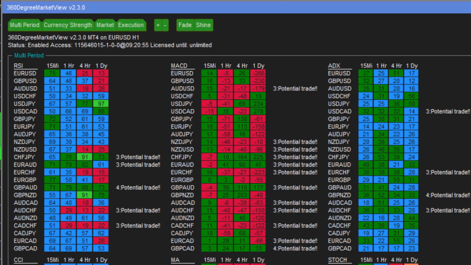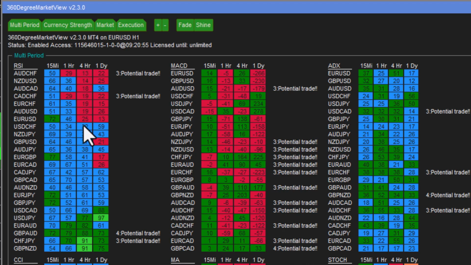Anyway, the RSI is most probably the one that I use the most. And the beauty of this is you can sort these columns. So if I want to see it from a 4-hour perspective, there are all the oversold currencies, and there are all the overbought currencies. So this is a tool that I use a lot because I can immediately see what's going on in the market and where the opportunities are.